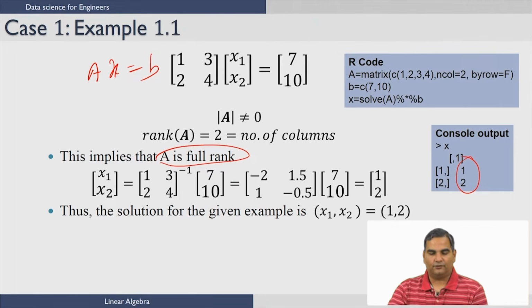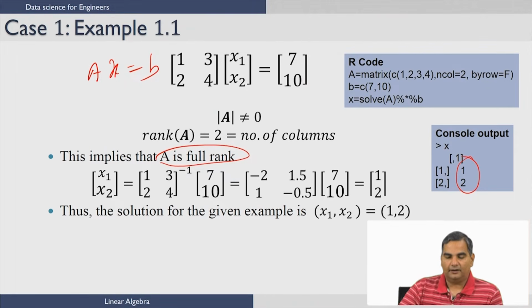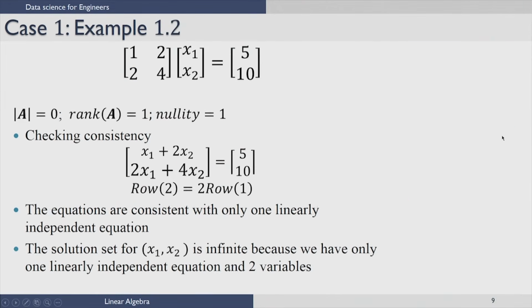So, this is a case of full rank where I get a unique solution. The important thing to note here is no other solution will be able to satisfy these two equations. Now, let us take another example to illustrate what happens when the rows or columns become linearly dependent.